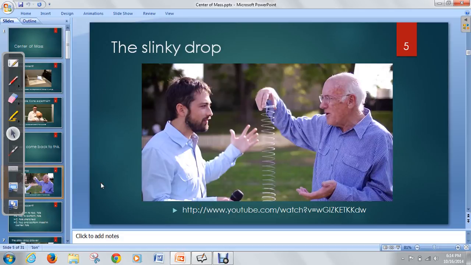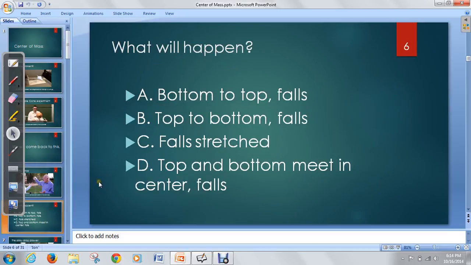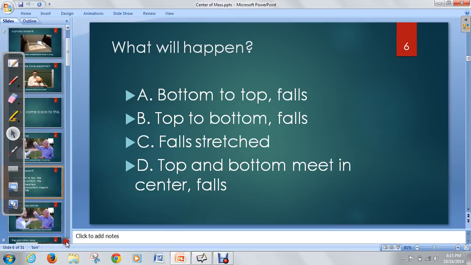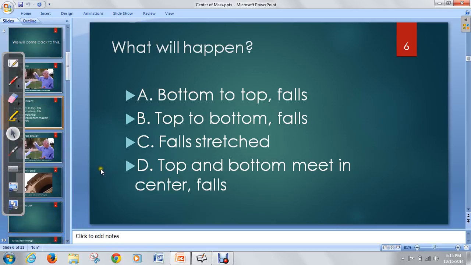And it's hard to answer that with our current understanding of physics. But it's a good question to think about. So think about in your mind, which one would you say would happen? A lot of students think that the top and bottom will meet in the center and then it will fall. But the answer actually surprises most students. The top will go to the bottom first and then the whole thing falls.